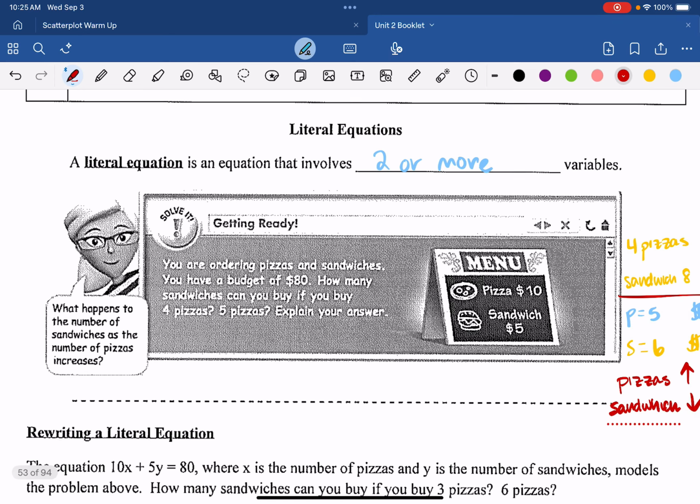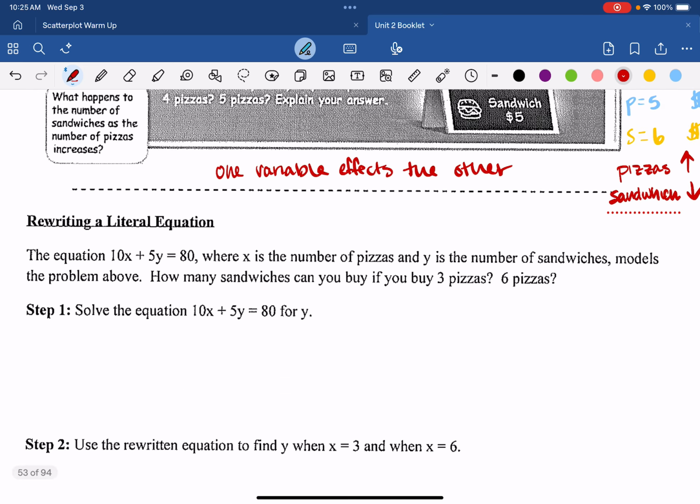Basically, with literal equations, what happens is one variable affects the other. Okay, so when it comes to literal equations, here's our first one. This example represents our pizza and sandwich problem above. Okay, so above I was told that I can pay $10 for a pizza and $5 for a sandwich. So right away I know here that X is the number of pizzas and Y is the number of sandwiches.